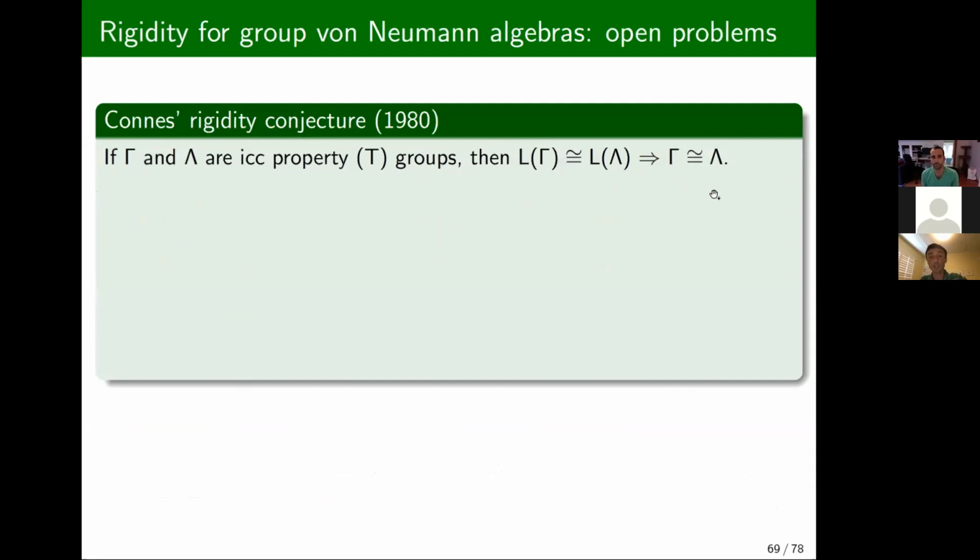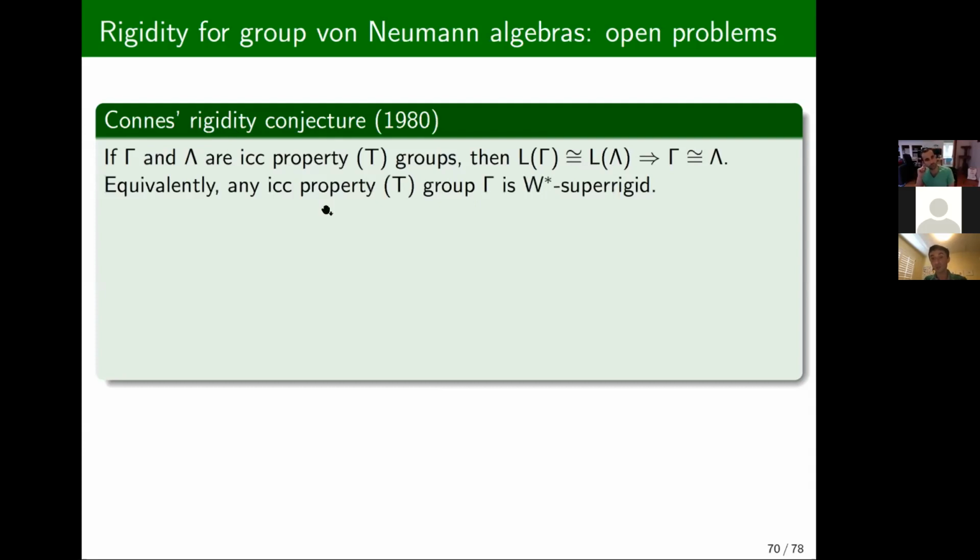Okay, so in other words, within the class of property T groups, isomorphism of von Neumann algebras should imply isomorphism of groups. But now you remember that Connes and Jones proved that property T is a property of the von Neumann algebras. So if Gamma has property T, then so does L of Gamma, so does L of Lambda through isomorphism, and Lambda has to have it as well. So it means that in this statement, it's sufficient to assume that one of the groups has property T. So in other words, Connes' conjecture is equivalent to asking whether any ICC property T group is W-star superrigid.